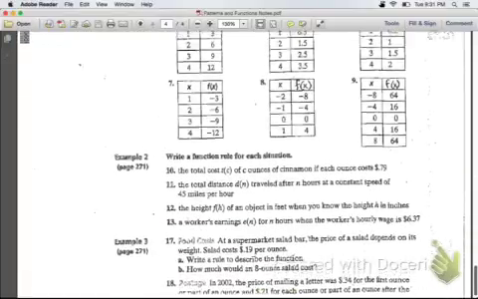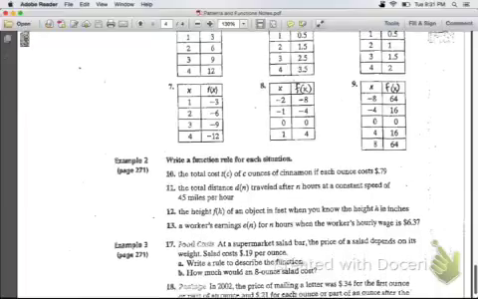And then we have more rules and tables. And then down at the bottom where it says write a function rule for each situation, I kind of want to go through 10 through 18. I could put the answers for 4 through 9 as well, so you can test them and try them out. But looking at 10 through 18, there are just a few word problems.